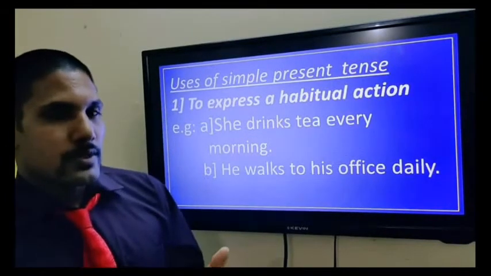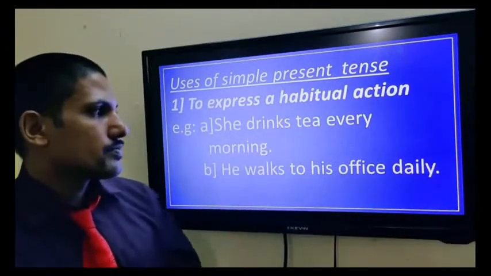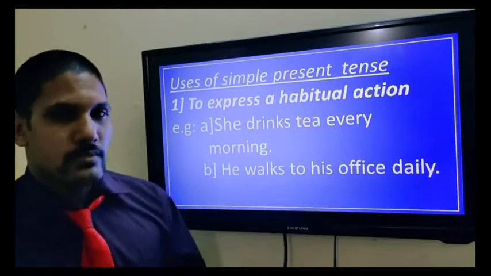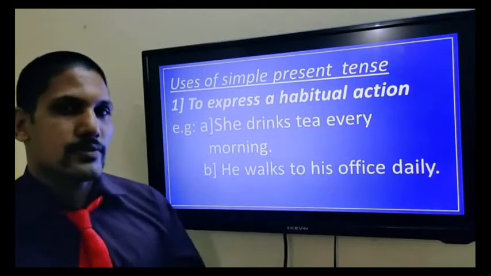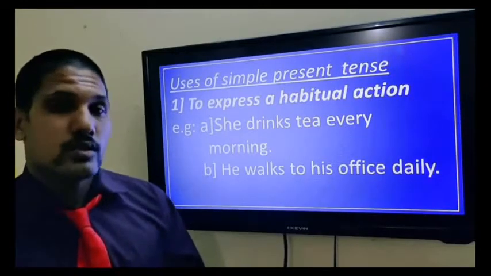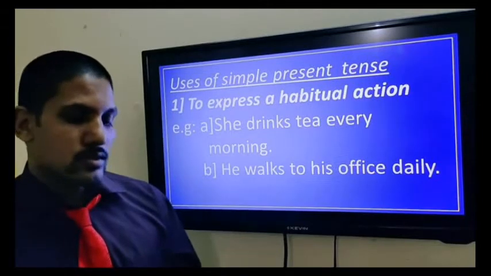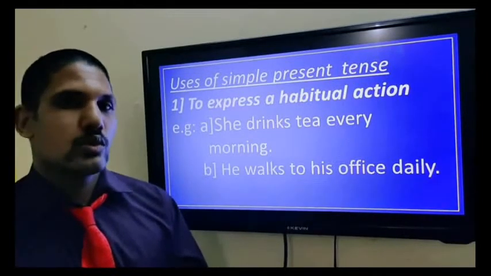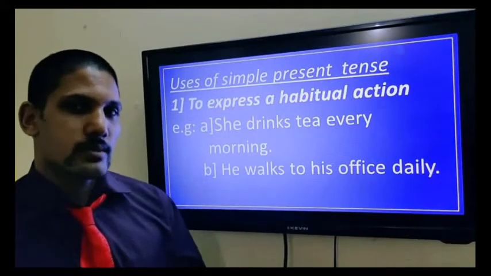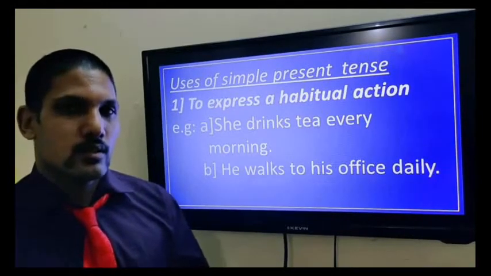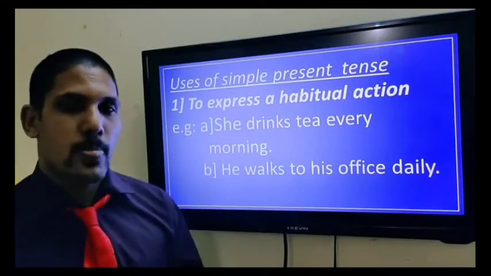Uses of simple present tense. First one, to express a habitual action. Habitual action means things that happen in our day-to-day life, or things we are doing on a regular basis. You students go to school daily, we brush our teeth daily, we take a bath daily, we have our breakfast, lunch, dinner.